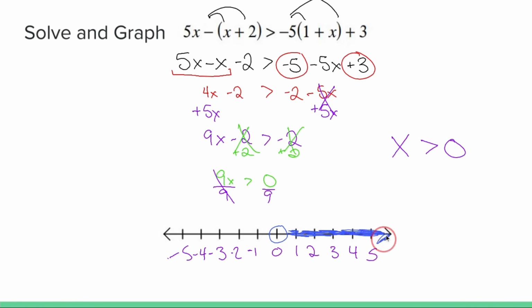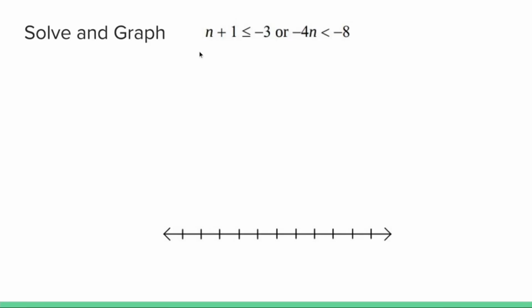And what this means is I'm allowed to take any positive number, like 1, like 50, like 3.5, and plug it into all of the x's in the original equation, and it'll end up being a true statement. Okay? So pretty crazy inequality, but pretty fun too, right? We have ourselves a compound inequality.